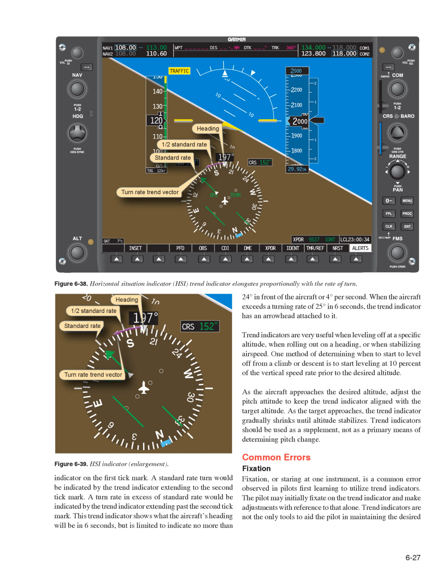when rolling out on a heading, or when stabilizing airspeed. One method of determining when to start to level off from a climb or descent is to start leveling at 10% of the vertical speed rate prior to the desired altitude. As the aircraft approaches the desired altitude, adjust the pitch attitude to keep the trend indicator aligned with the target altitude. As the target approaches, the trend indicator gradually shrinks until altitude stabilizes. Trend indicators should be used as a supplement, not as a primary means of determining pitch change.